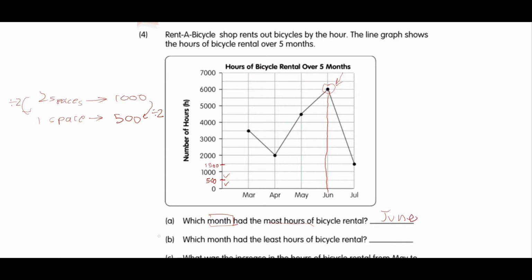Now let's look at question B. Which month had the least hours of bicycle rental? So least hours would mean that it is at the lowest point on the line graph. Which is the lowest point? Ta-da! This is the lowest point on the line graph. And which month is that? That is the month of July.